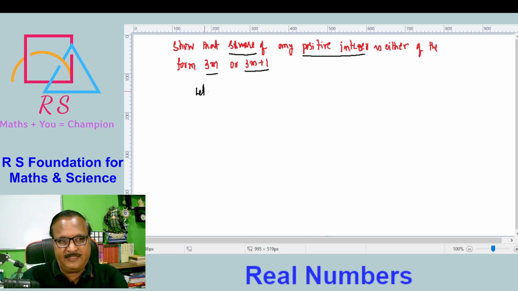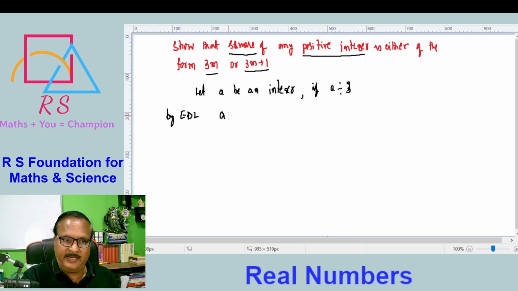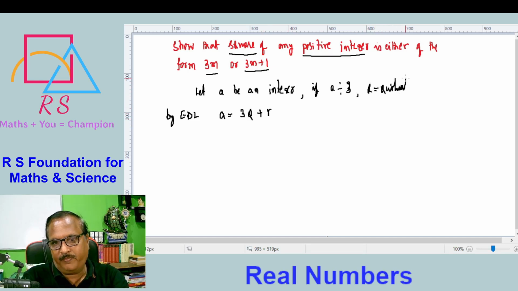So here also let a be an integer. Then if a is divided by 3, because 3 is the divisor here, then by EDL, what do you get? a is equal to divisor into quotient plus remainder. Divisor into quotient plus remainder. q is the quotient.